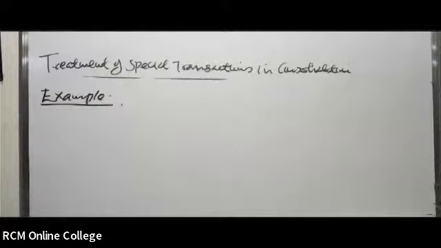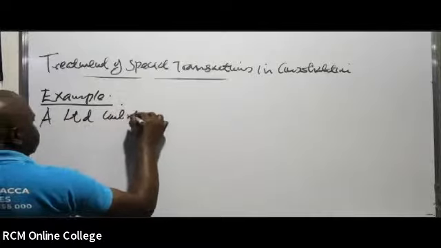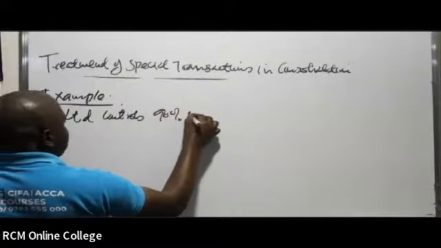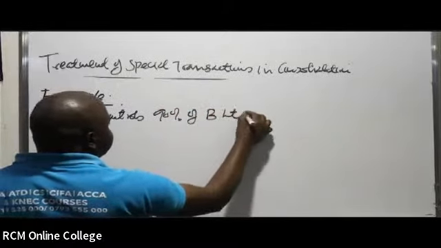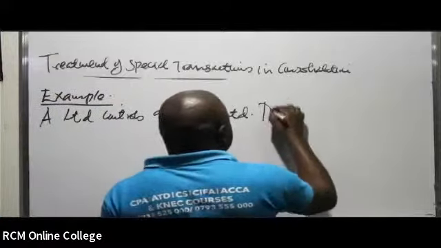A Limited controls 90% of B Limited. That means in this case, what? A is our parent, B is our subsidiary. B Limited. Full stop.